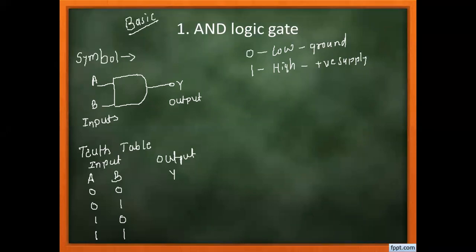And now 0 0, the first condition: the A terminal is 0, the B terminal is also 0. It means both terminals are connected to the ground. Then what is the output? Please try to remember one basic hint about the AND gate: when both inputs of the AND gate are 1, as in the last condition, only then is the output of the AND gate 1. If out of these two inputs even one input is 0, then the output of the AND gate will be 0.